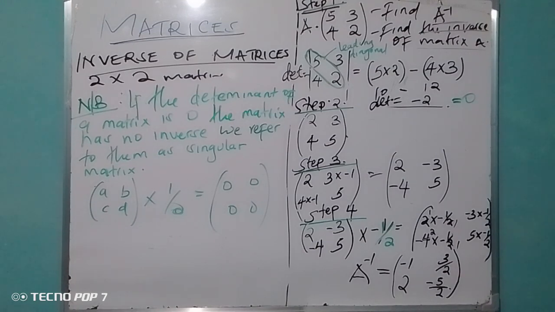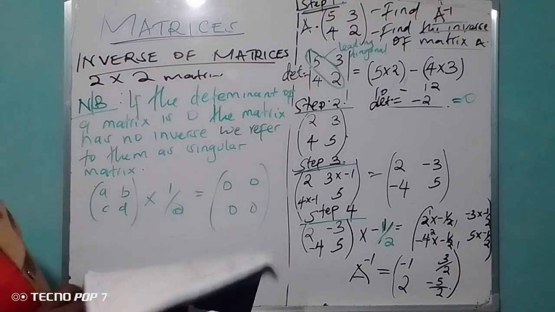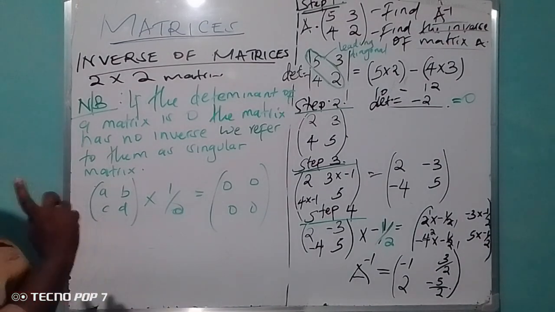If the determinant of a matrix is 0, the matrix has no inverse. We refer to them as singular matrix. Okay. So tutakuja hapo tufanye example moja kali.